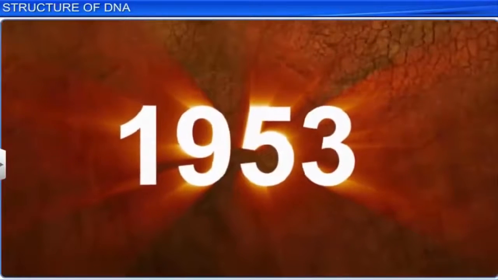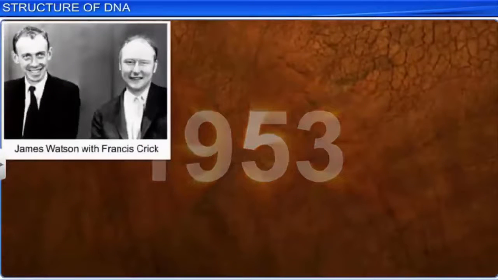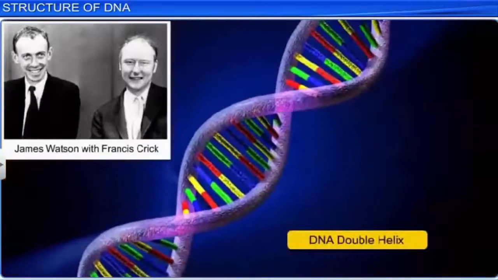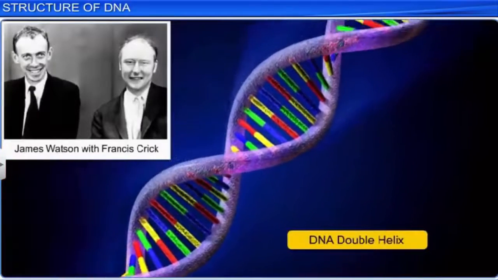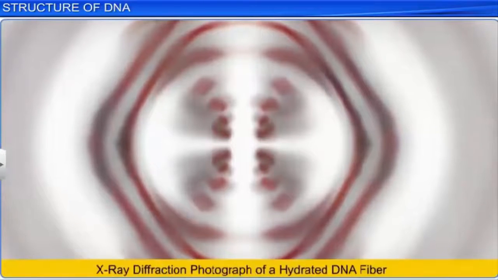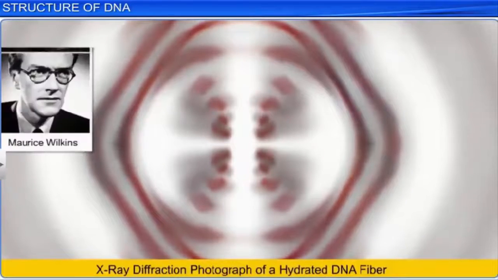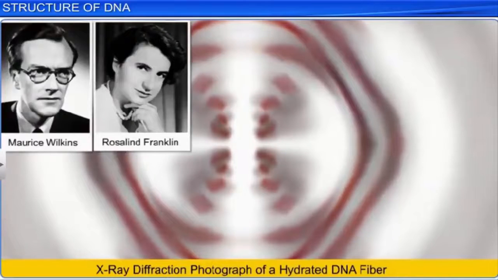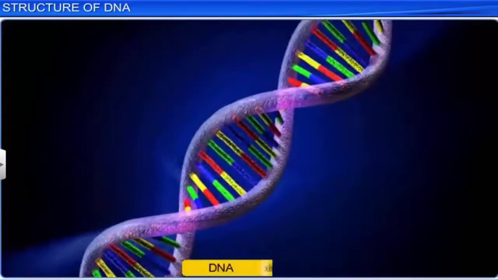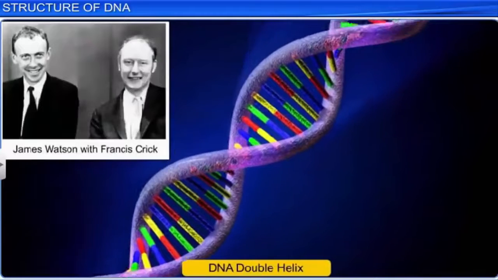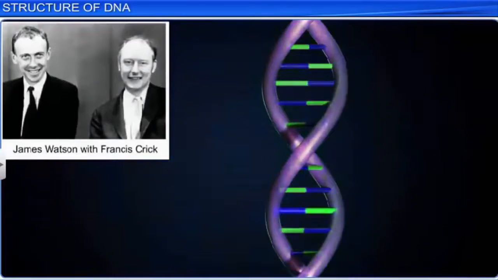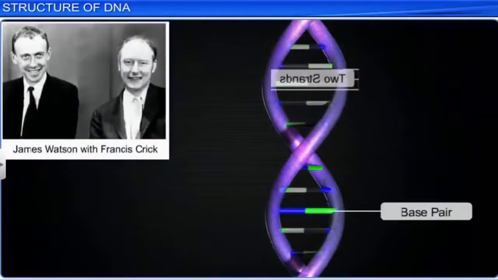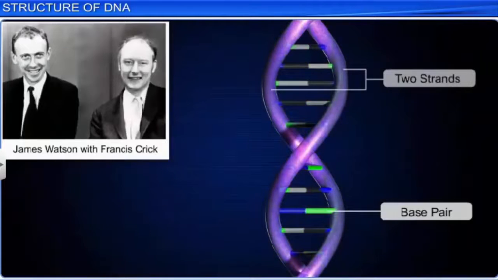Finally, in 1953, James Watson and Francis Crick proposed a simple double helix model for the structure of DNA. They did this with the help of X-ray diffraction data that was created by Maurice Wilkins and Rosalind Franklin. Further, they proposed that base pairing existed between two strands of polynucleotide chains, which was a distinctive attribute of their proposition.